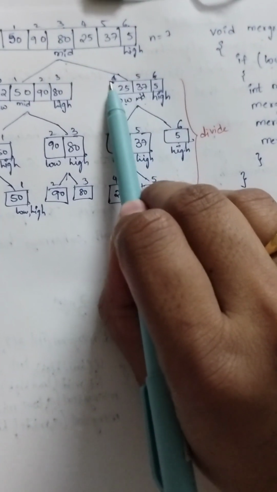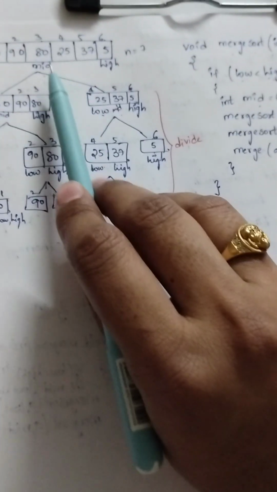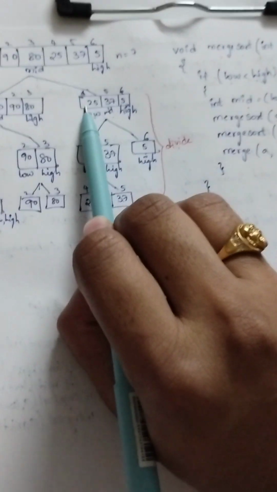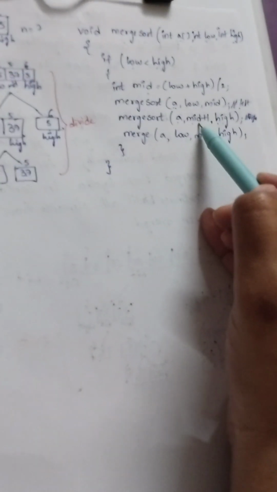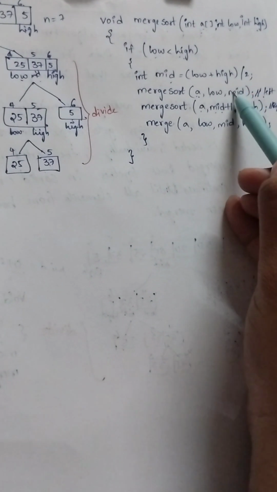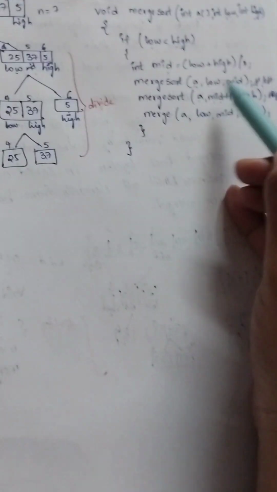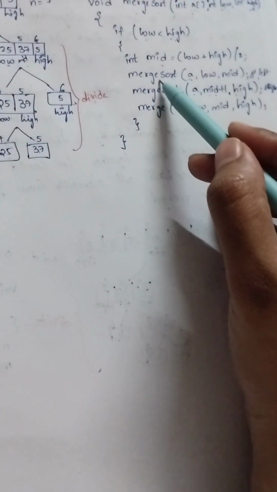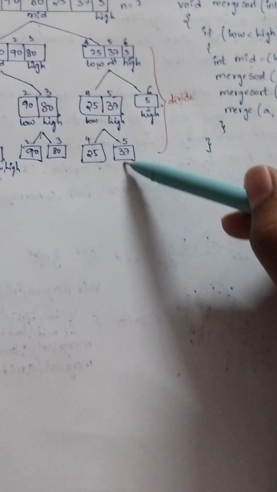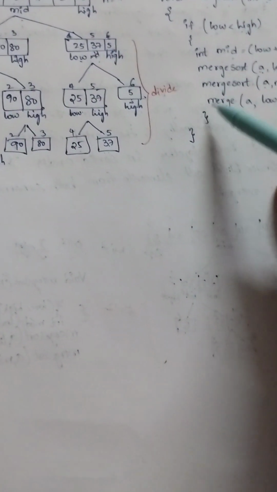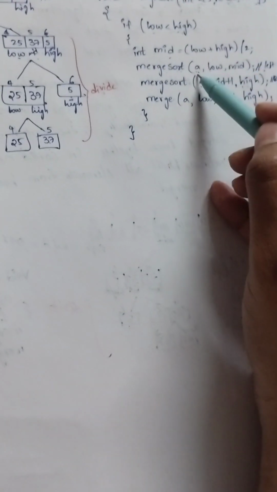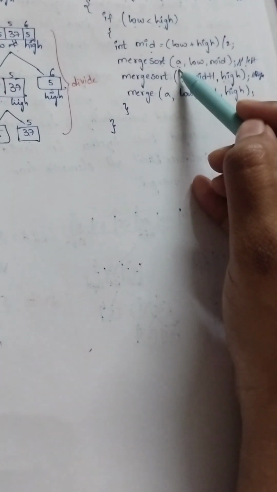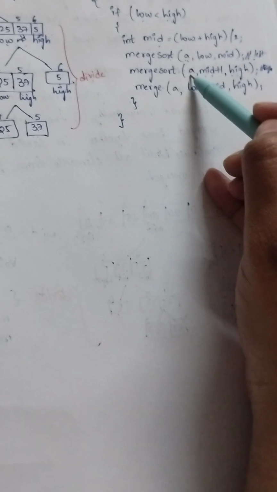Low is going to become what? 4. How are we going to get this 4? The previous mid plus 1, that is nothing but low, right? So here now low is going to become what? Mid plus 1, right? And here the high is going to become what? Mid. So this is like a recursive call. We are going to make these recursive calls until each subarray contains only a single element. So this is going to repeat until each subarray contains only a single element, right? So this statement is for left subarray division, and this statement is for right subarray division, right?